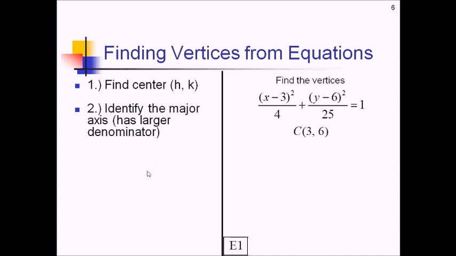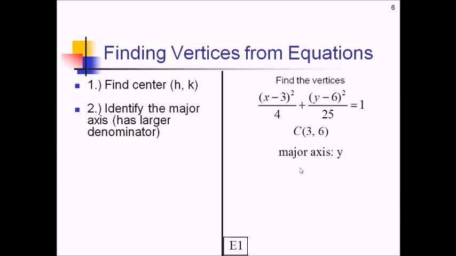And again, this is going to be the one for ellipses that has a larger denominator. So looking over here, the larger denominator is under the y values. So we're going to say our major axis is y for this one. This is an up-down ellipse. So we know that when we go ahead and find the vertices, they're going to be above and below the center, because the vertices are always on the major axis. They are the endpoints of the major axis.